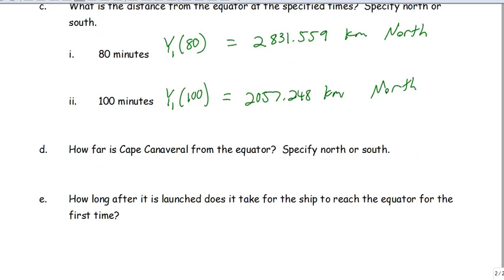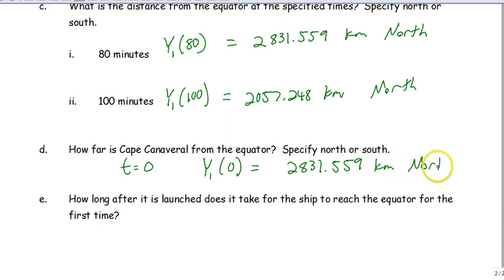Alright, how far is Cape Canaveral from the equator? Specify north or south. So, now I want to figure out where it is at time equals 0. Because remember, I said I launched at time equals 0 from Cape Canaveral. So, let's find out what's happening here. We get y1 of 0, and you should get that Cape Canaveral is 2831.559 kilometers north of the equator.